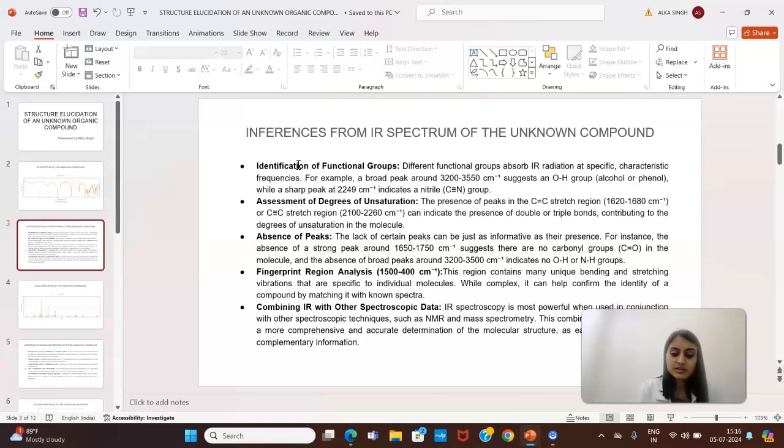Last, we discuss how we combine IR with other spectroscopy data. IR spectroscopy is most powerful when used in conjunction with other spectroscopy techniques such as NMR and mass spectrometry. This combined approach allows for a more comprehensive and accurate determination of a molecule's structure, as each technique provides complementary information.